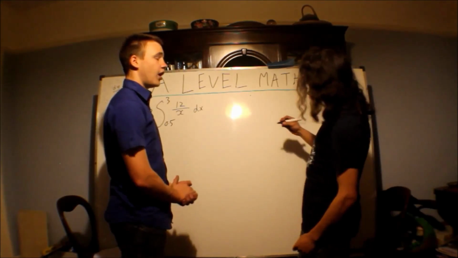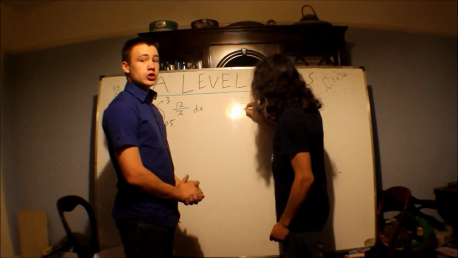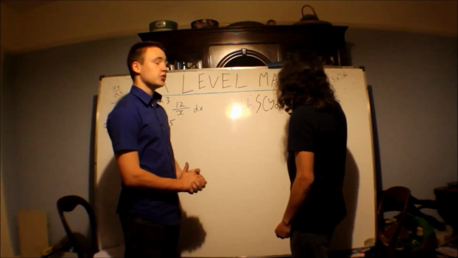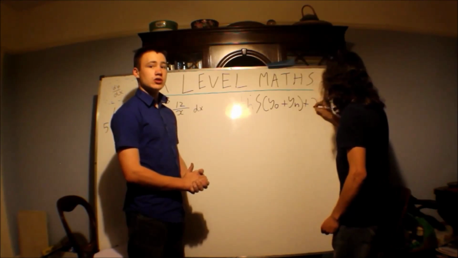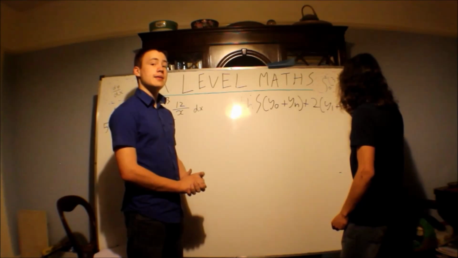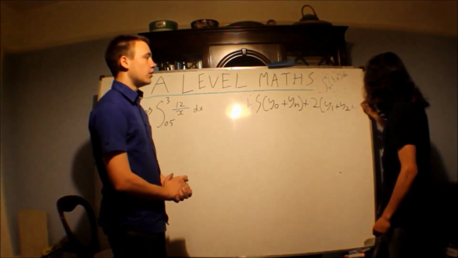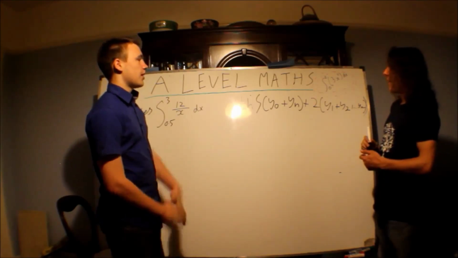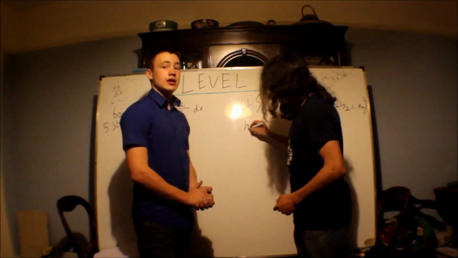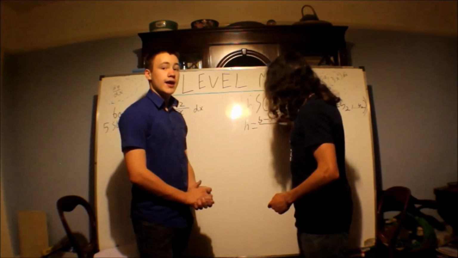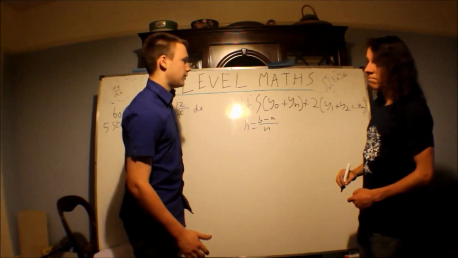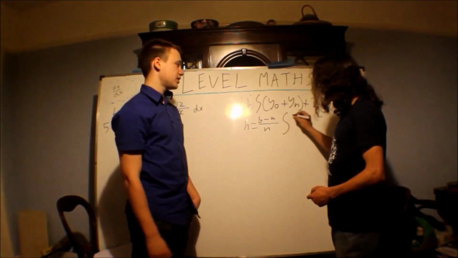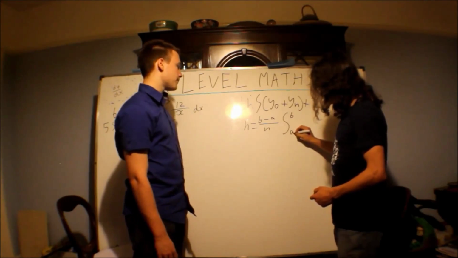So, a half h, squiggly bracket indicating you do everything within it first. So bracket y0 plus yn, close bracket, plus 2 lots of y1 plus y2 up to yn minus 1, close squiggly bracket, where h is b minus a over n. And then it follows that up with the integral sign with b at the top and a at the bottom, just to indicate what you're doing in the exam, which is really friendly, in case you forget.